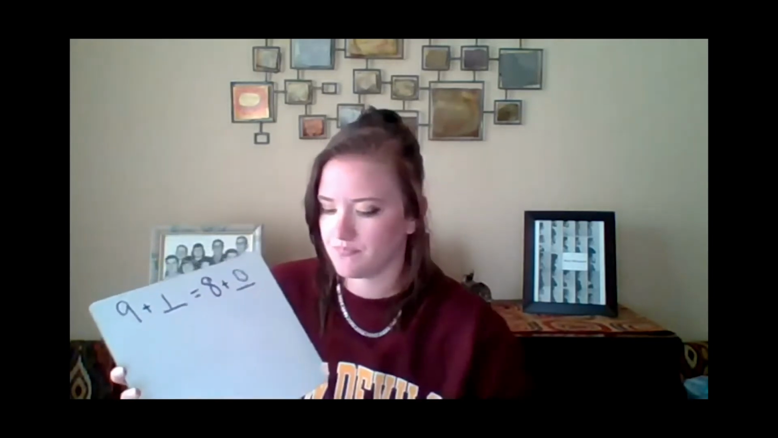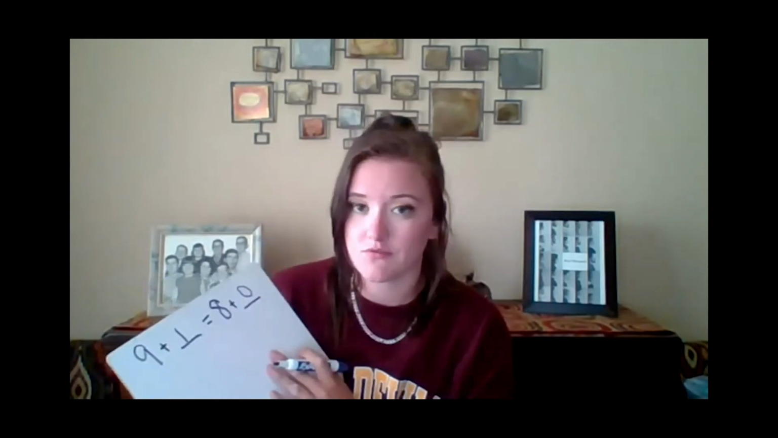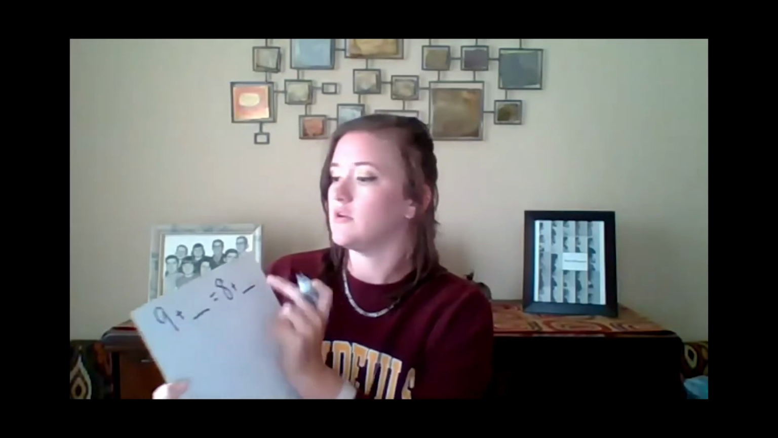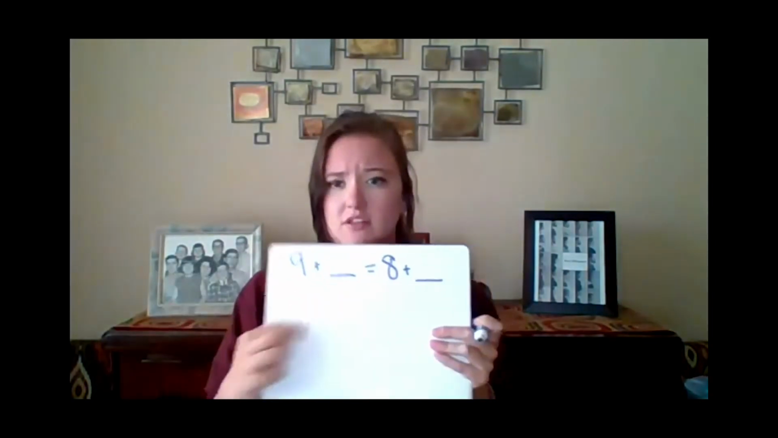So what we're going to do for the next couple problems for our math fluency, we're just going to try to see how many we can come up with that are equivalent. So now I'm going to erase this. So if we did 1 and 2, why don't we try 2 on this side? So what's 9 plus 2?